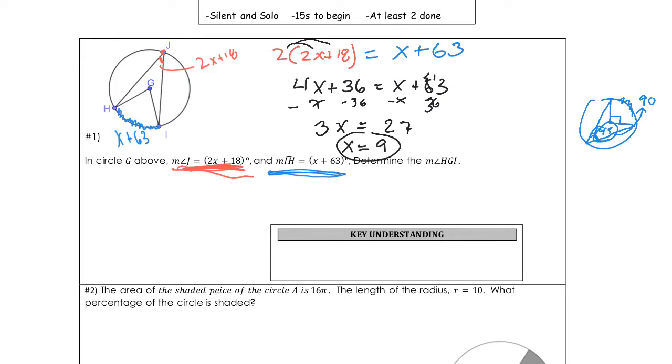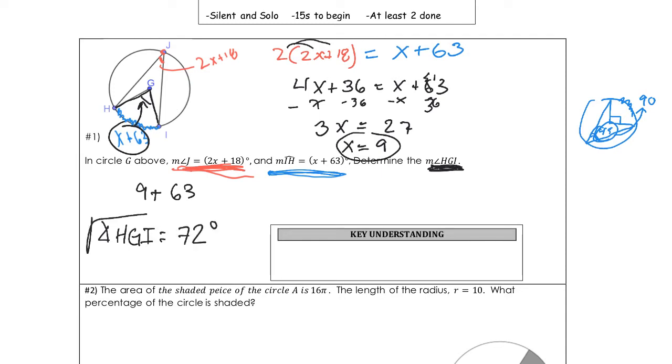So x equals 9. So to determine HGI, which is the central angle, and the central angle is just equal to the arc. So it's 9 plus 63. So angle HGI equals 72 degrees. So the key understanding here is 2 times the inscribed angle equals the arc. And the central angle is equal to the arc. Those are just equal. But I got to do 2 times the smaller one to equal the larger.